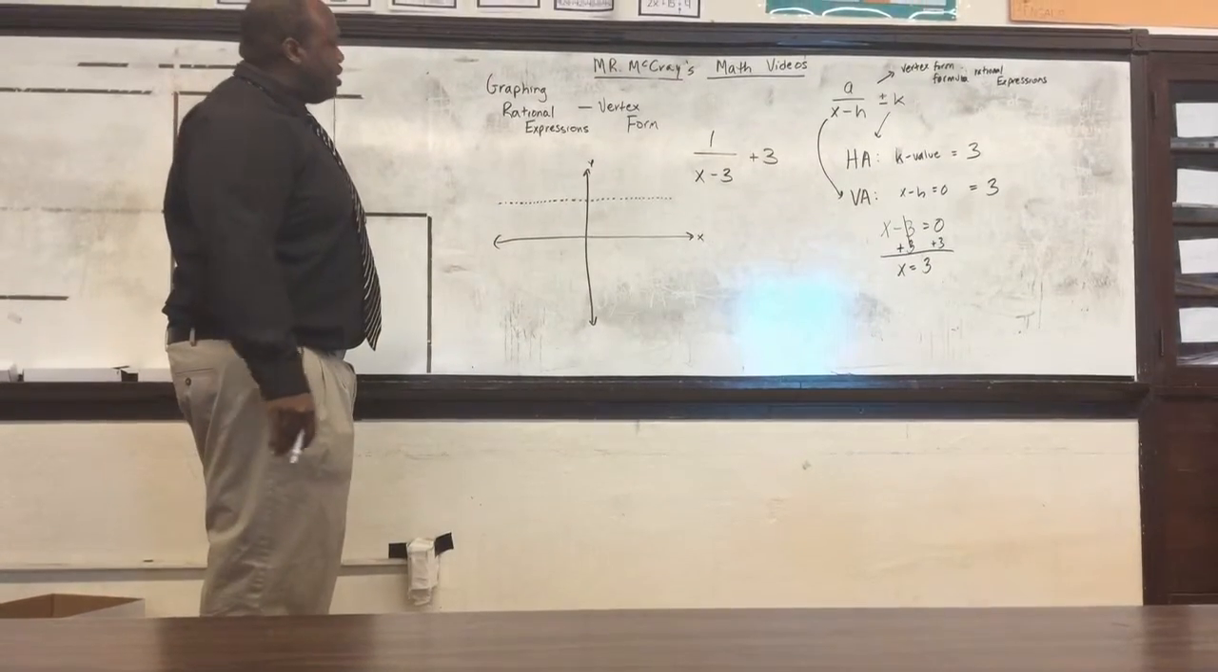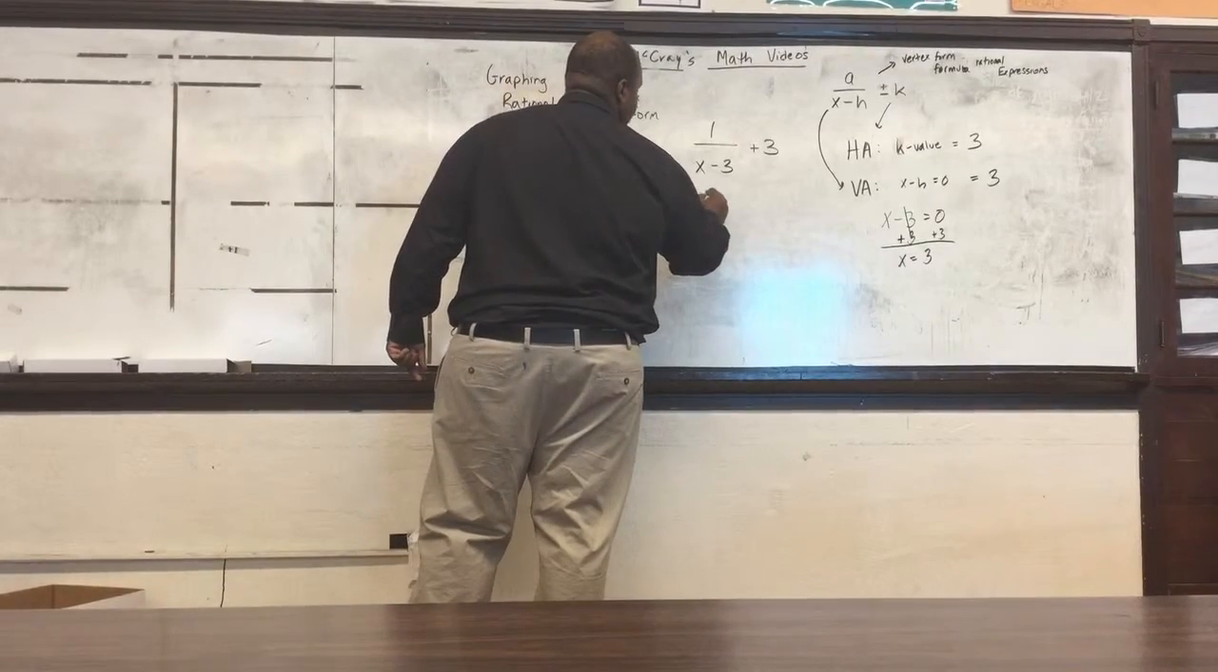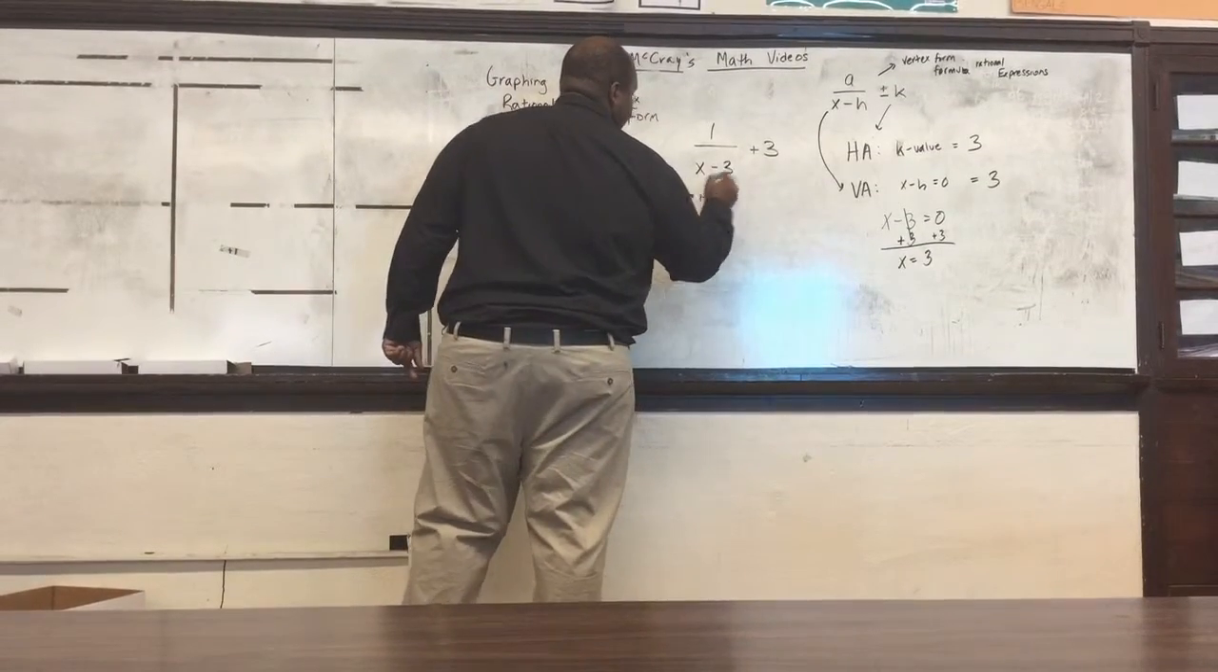Okay, so that's the horizontal limit. All right, so that is going to be the HA right here. This is the HA. Okay, 3.